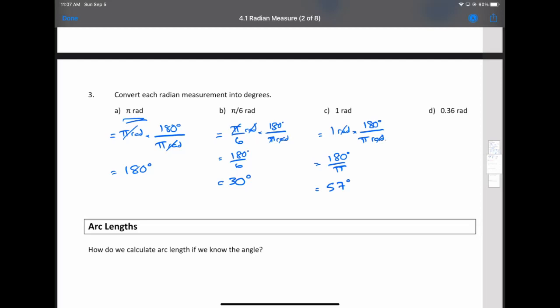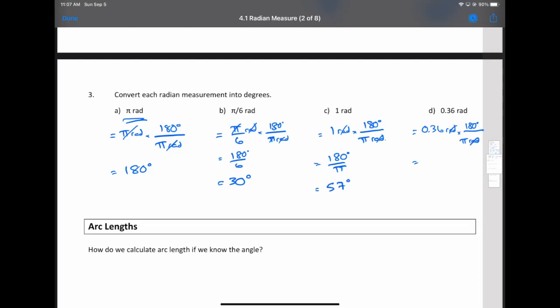Okay, and finally, 0.36 radians. We put pi radians on the bottom, 180 degrees on the top. The radian unit cancels out, even though it technically isn't a unit.